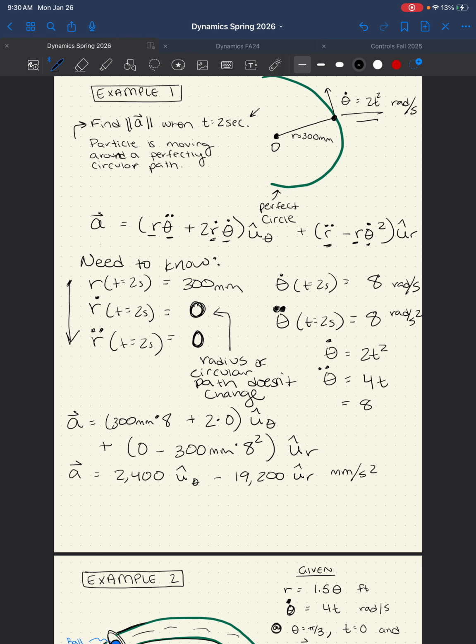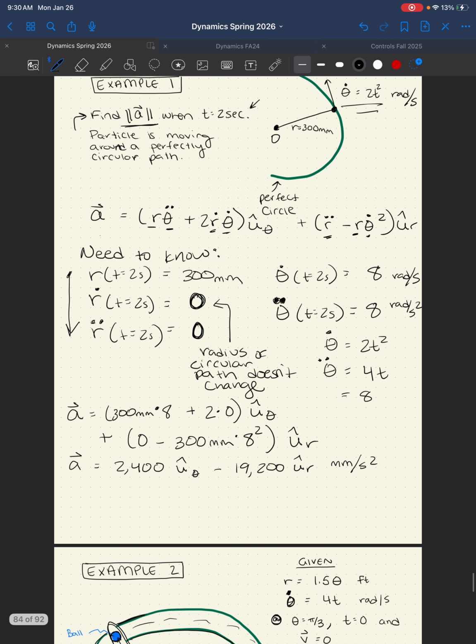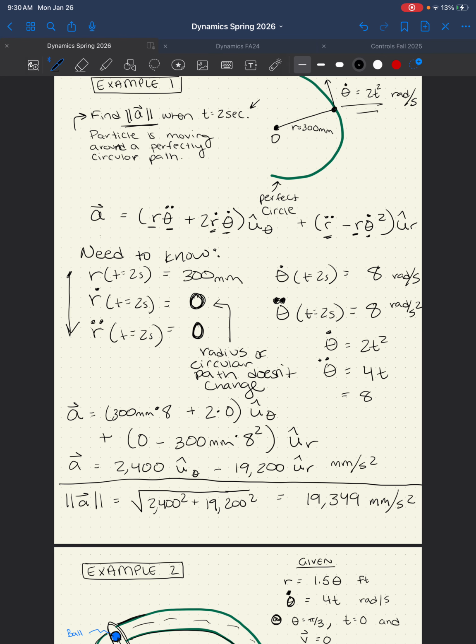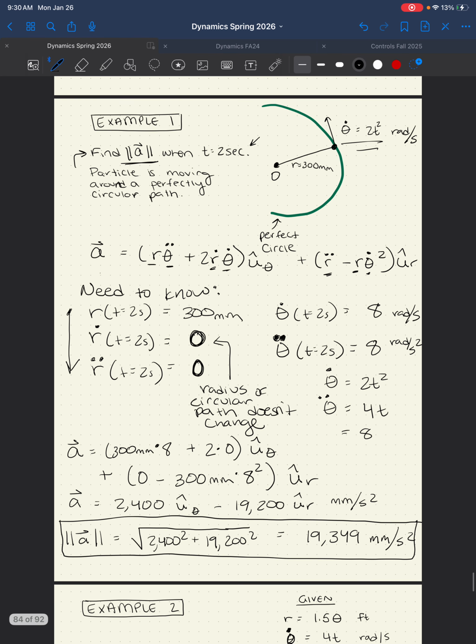But the problem doesn't ask me for just acceleration. The problem asks me for the magnitude of acceleration. So the magnitude of acceleration is the square root of each component squared. So I should get 19,349 millimeters per second squared. And that's our first problem.